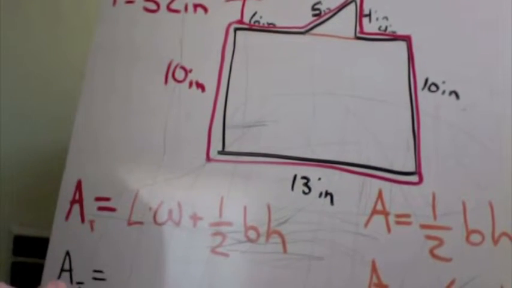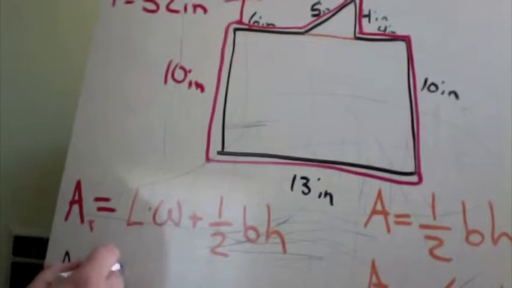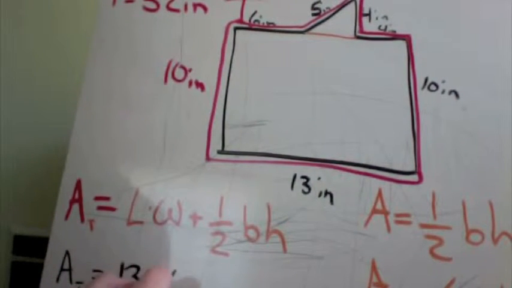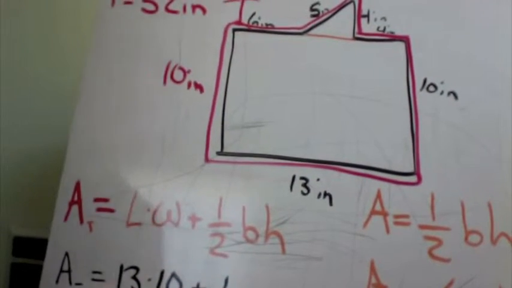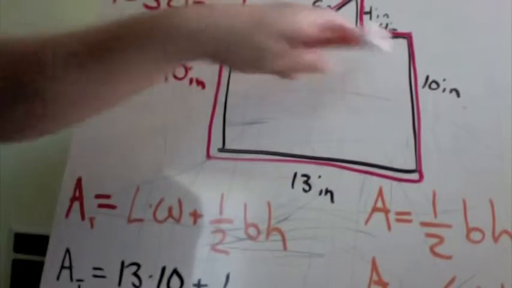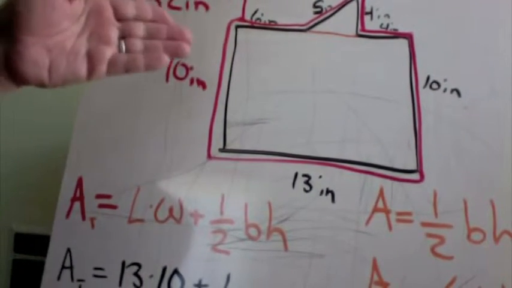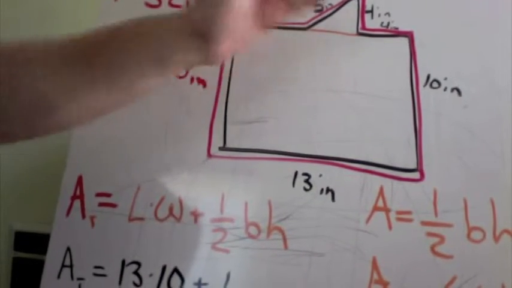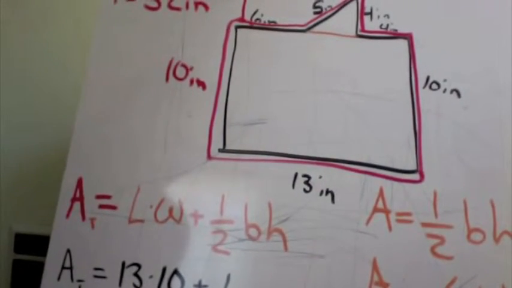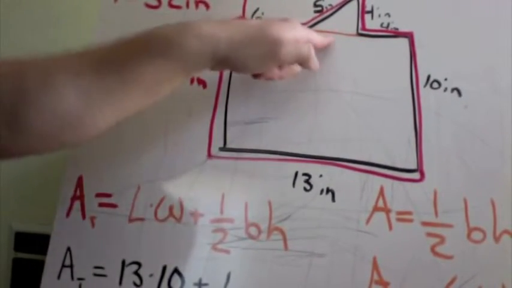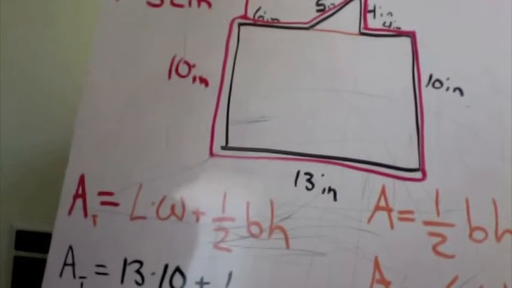So what's length times width? Well, we've got a length of 13 and a width of 10, and you can call it the opposite, it doesn't matter. Plus 1/2 times base. Well, what's the base of this triangle? We haven't figured it out yet. Okay? Now, we could rotate a triangle to make it look different. That's fine, and call the base something else, but we're still going to have to figure out this value right here. Okay?